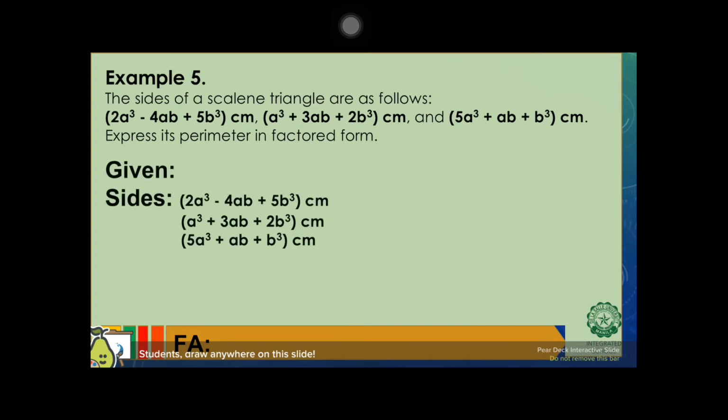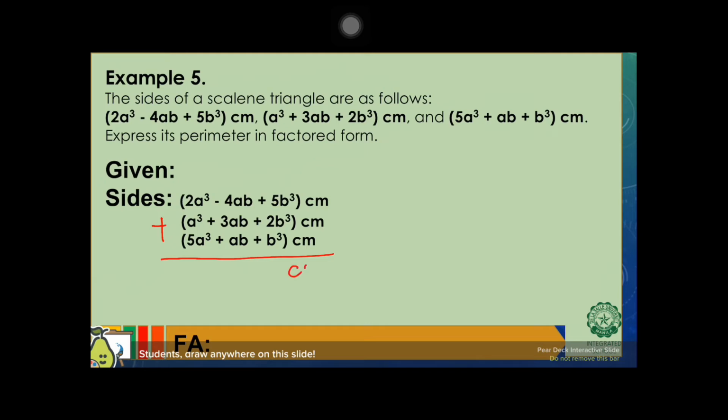For the given of this problem, we have the three sides. Considering it is a perimeter, we are looking for the perimeter. If you look for the perimeter of a given polygon, you simply add all the sides. So before we proceed with our solution, we are supposed to add the three sides given.